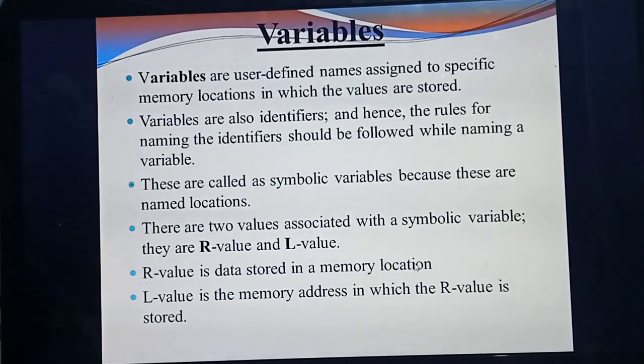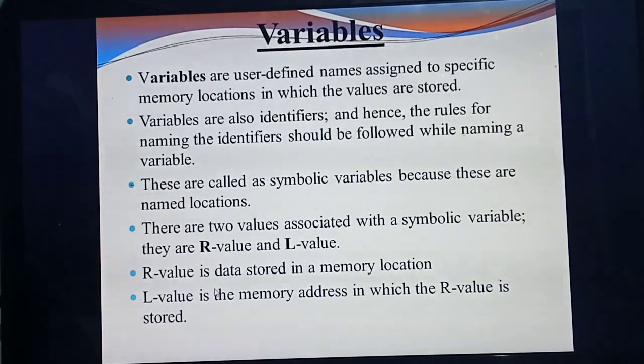Then L value means the memory address in which the R value is stored. For example, listen carefully. I am giving the variable A equal to 5. The value 5 is stored in a particular place in the memory. That is represented by the R value, and the address in which the value is stored, we are calling the L value. Understood?